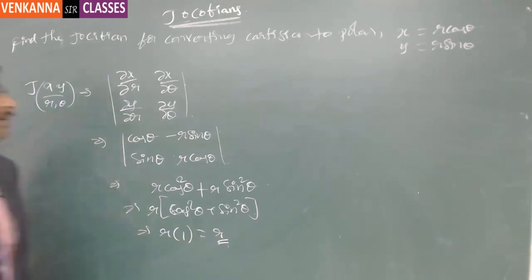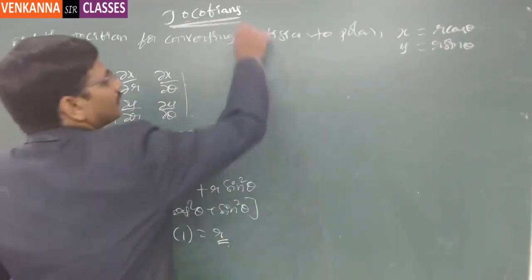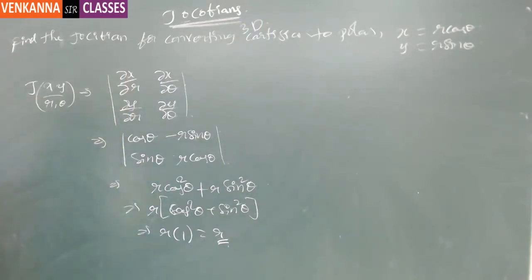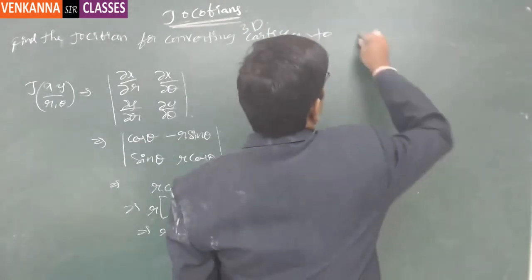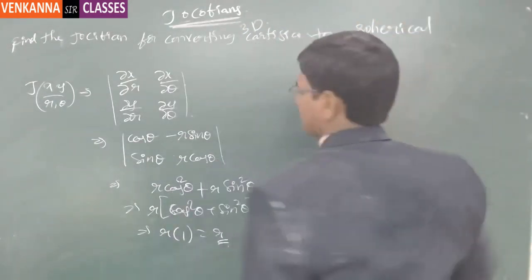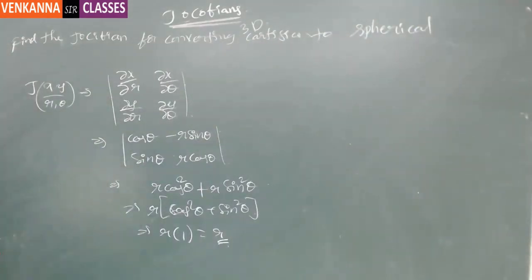Now you do it on your own: find the Jacobian for converting 3D Cartesian to spherical. Note this down, convert 3D Cartesian to spherical. Can you find this out?